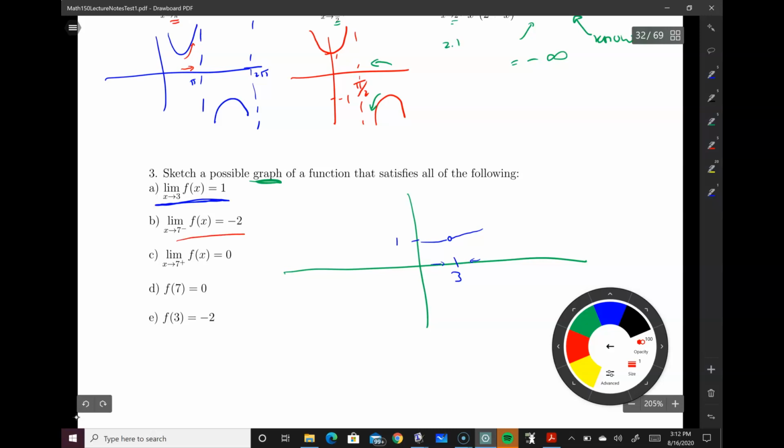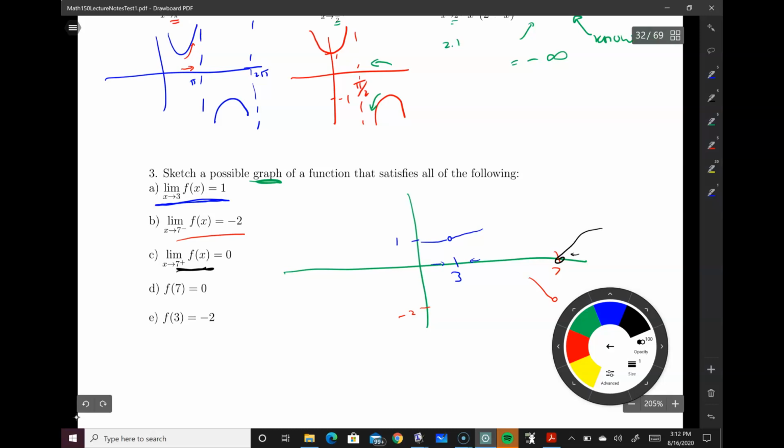This says as I'm going towards the x value of 7, from the negative side only, right? Going from the negative side only, the y value is going to negative 2. So I'm just going to have it coming down towards negative 2. So this part here, this one's black. If I'm going towards 7 from the positive side, the y value is going to 0. So it looks like that.